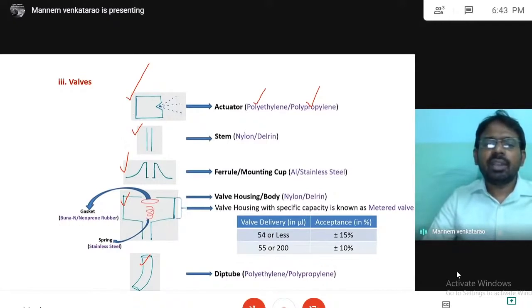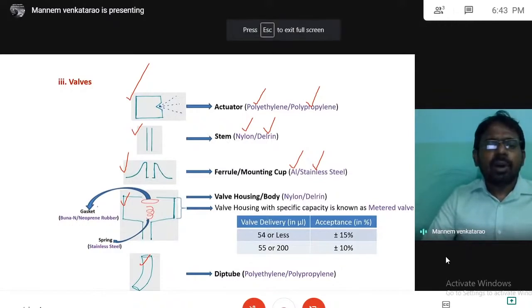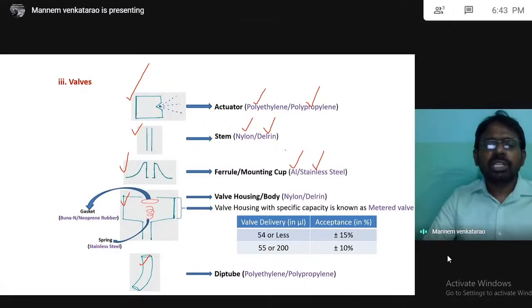The stem is made up of nylon or delrin. Chemically, nylon is polyamide and delrin is polyacetal. Next, the ferrule is made up of aluminum or stainless steel. This is important because previous question papers ask: in aerosol manufacturing, what is the gasket made of, what is the stem made of, what is the dip tube made of. That's why material of construction is important.